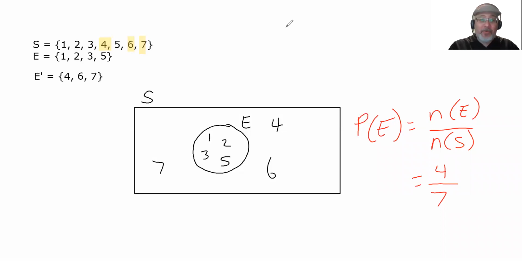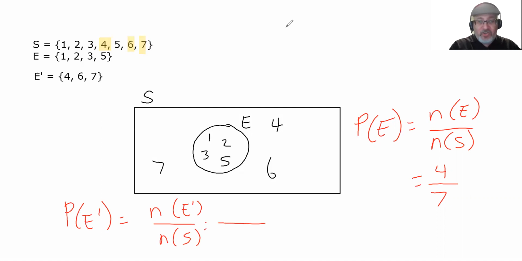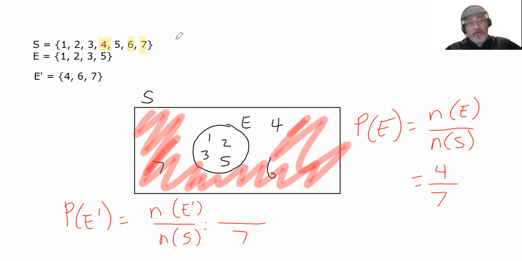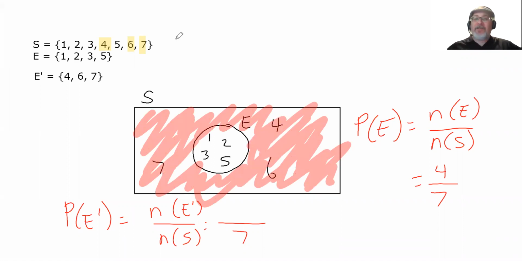And I can do the same thing with the probability of E complement, which is the cardinality of E complement divided by the cardinality of the sample space, which is still 7. But where is E complement? Do you remember visually where the complement of a set was? The complement of a set was outside of it. So E complement is everything out there.